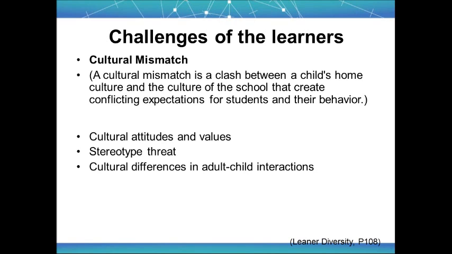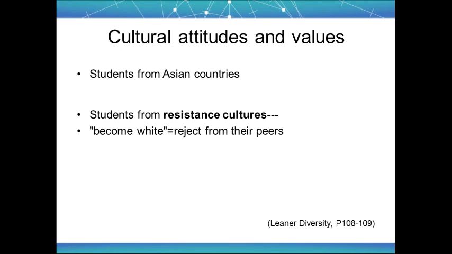Cultural mismatch is a clash between a child's home culture and the culture of the school that create conflicting expectations for students and their behavior. There are three aspects of cultural mismatch: cultural attitudes and values, stereotype threat, cultural differences in adult-child interactions. Cultural attitudes and values have a powerful influence on learning.